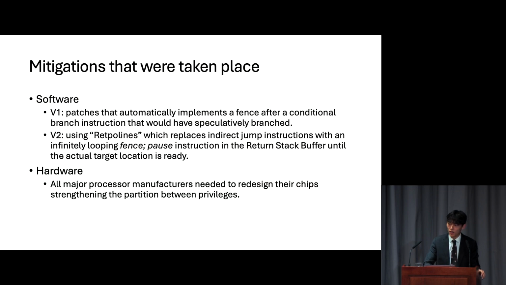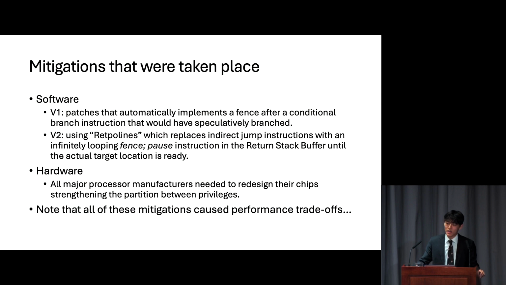And for hardware, obviously, they changed everything. They had to change everything because every CPU was exploitable. They mainly did it by strengthening the partition between privileges. It was mainly to target V2, which was used to access kernel mode data from user mode. But V1 was a lot harder to mitigate and took many more years.